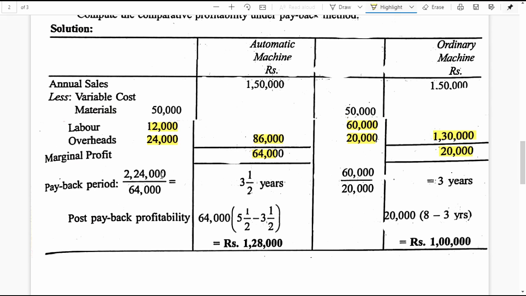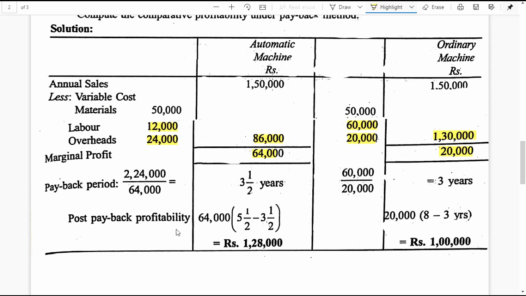2,24,000 rupees is the investment to be made on automatic machine divided by 64,000 annual cash inflow from automatic machine. So the payback period comes to 3.5 years. Similarly for ordinary machine, the investment 60,000 divided by annual average cash inflow from the machine is 20,000. So the payback period comes to 3 years. Using payback period, we can decide to go for ordinary machine because the payback period of ordinary machine is lesser than that of the automatic machine.